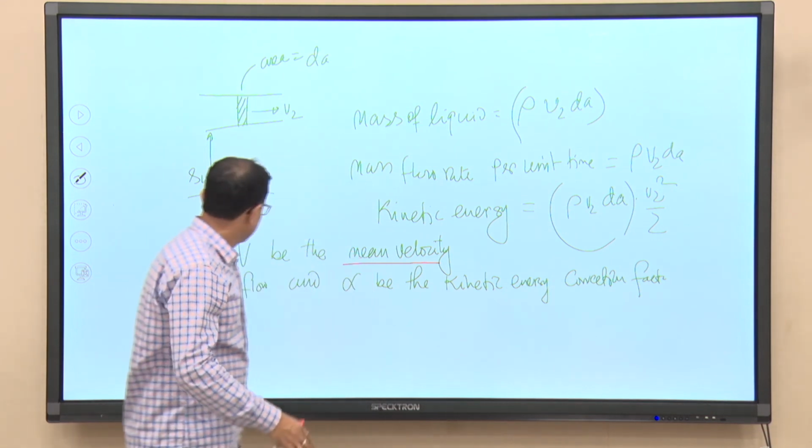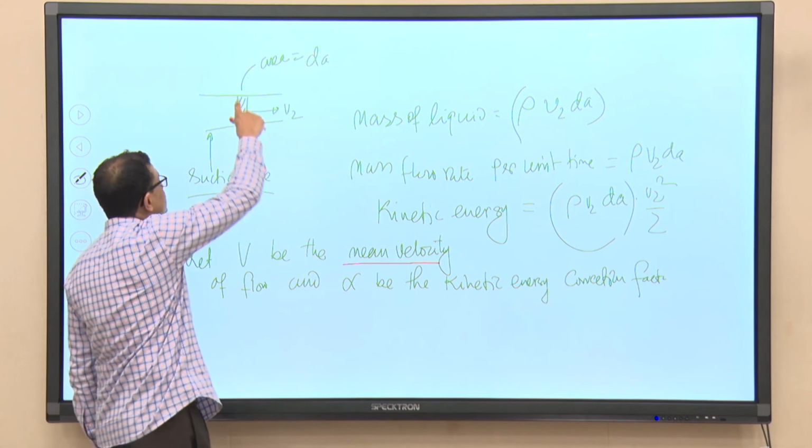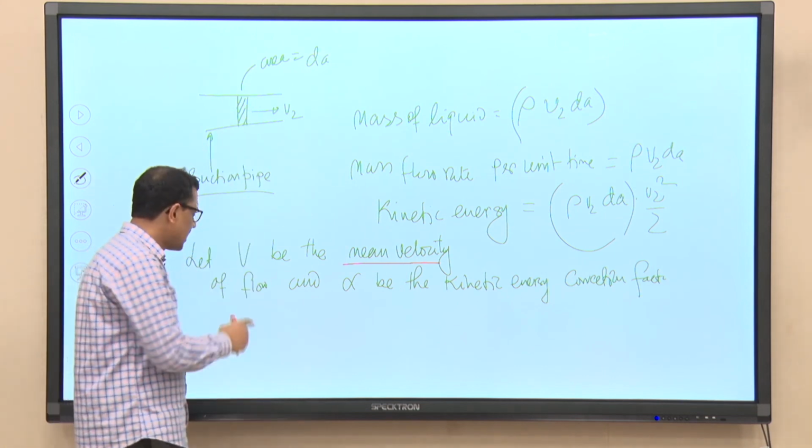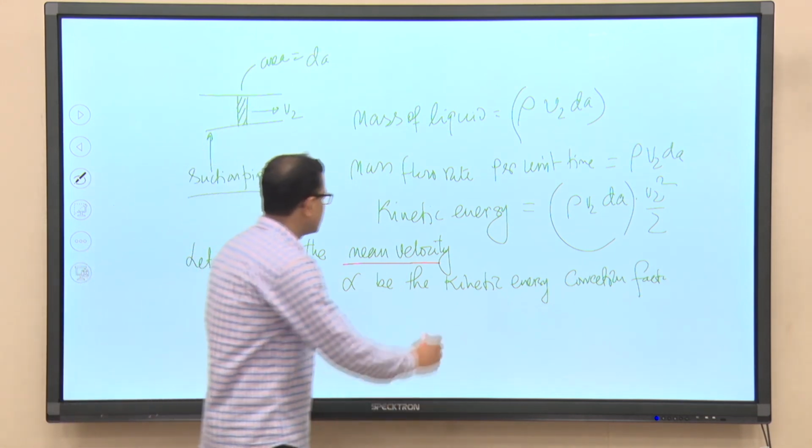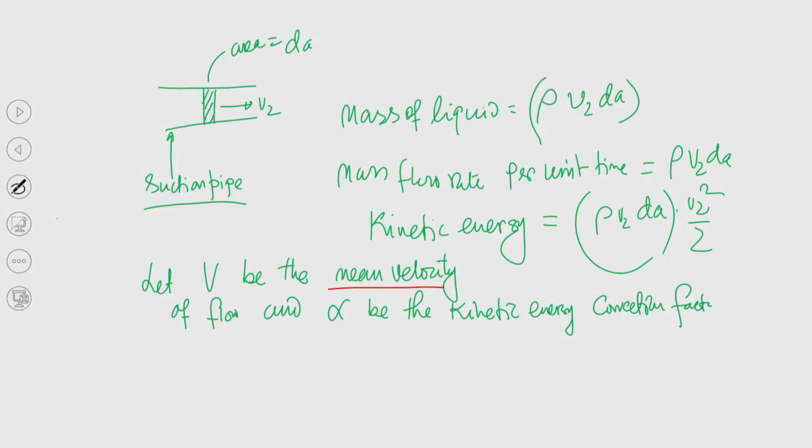So, can we not consider the average velocity of that particular cross section V, and alpha is the kinetic energy correction factor? Now, what is the kinetic energy of the flow at that particular section? So, what is the total kinetic energy? You have to integrate, right.